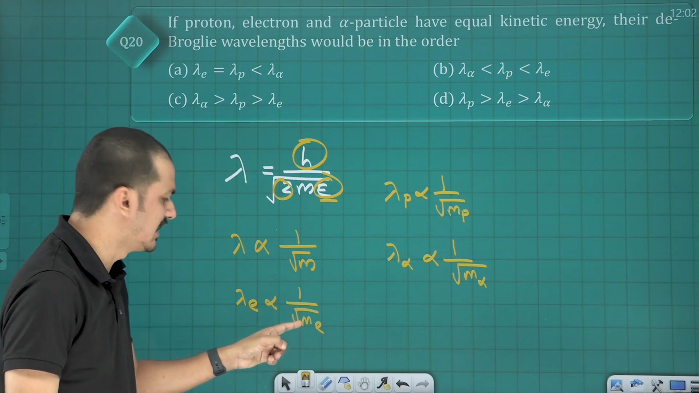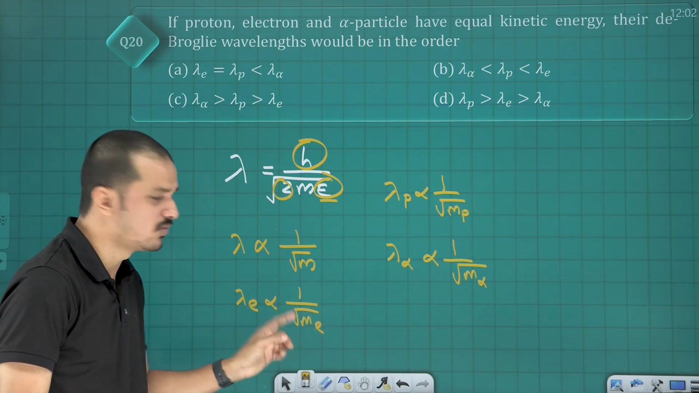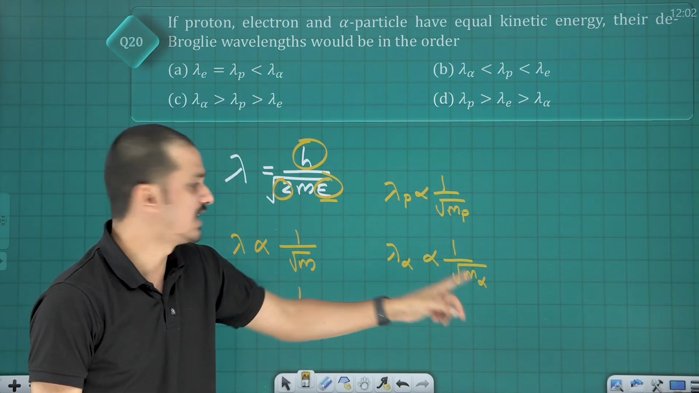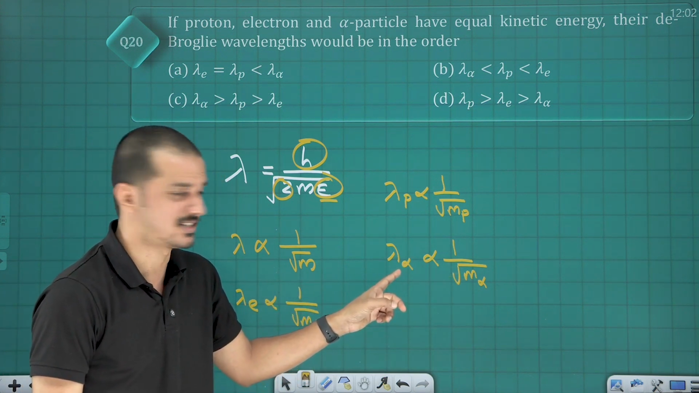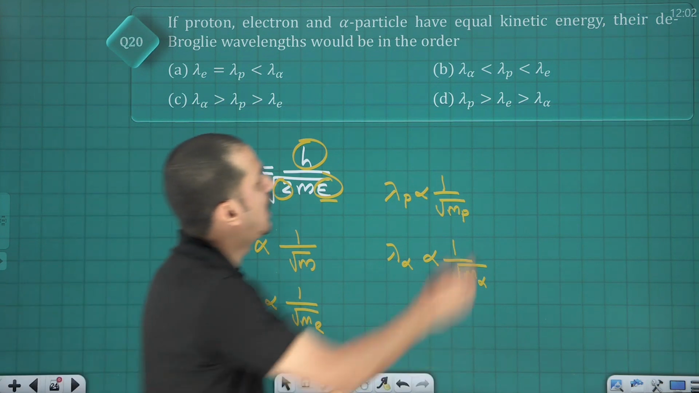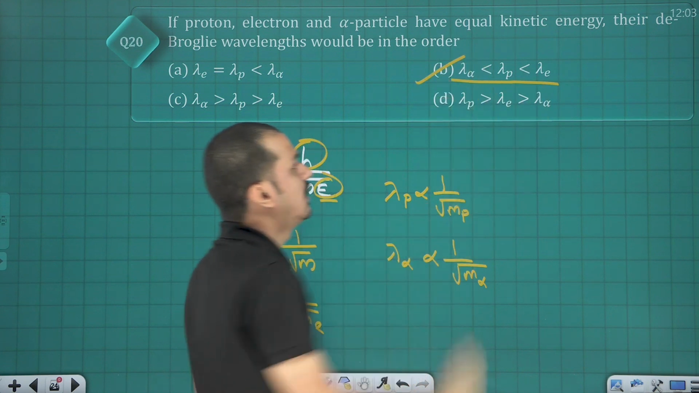Meaning as mass increases, lambda decreases, correct? Because they are inversely proportional actually. So the thing is that the alpha particle has more mass. That's why its wavelength is very less. The electron has less mass, so its lambda should be more. So alpha, proton and electron, option B is the correct answer.